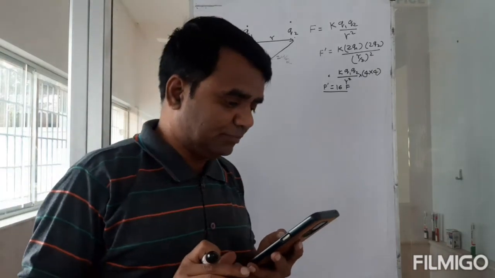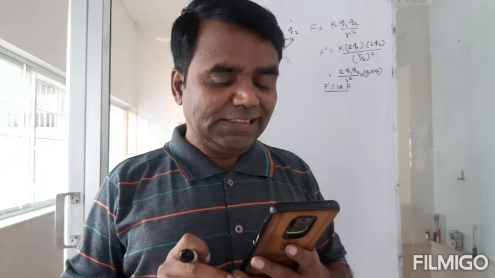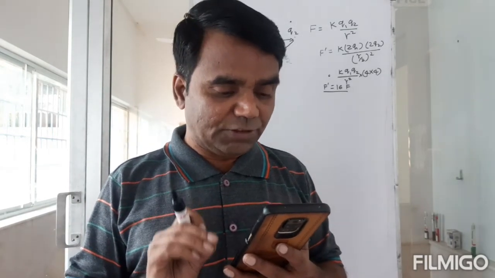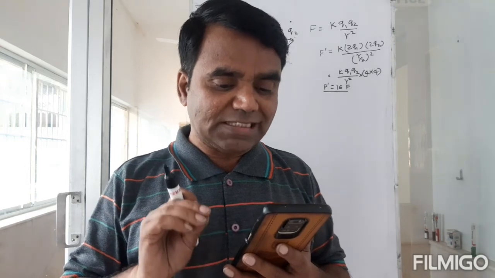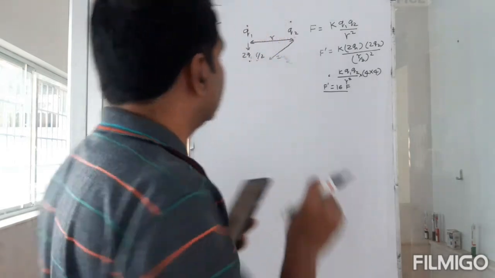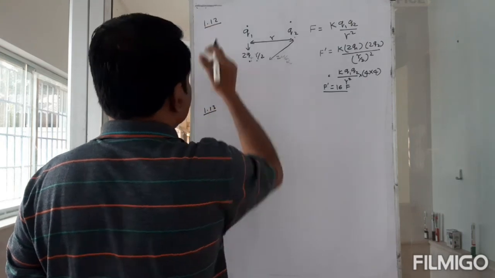Then 1.13. Suppose the spheres A and B in exercise 1.12 have identical sizes. A third sphere of the same size but uncharged is brought in contact with the first, then brought in contact with the second, and finally removed from both. Then what's the new force of repulsion between A and B? So 1.13 is the extension of 1.12.